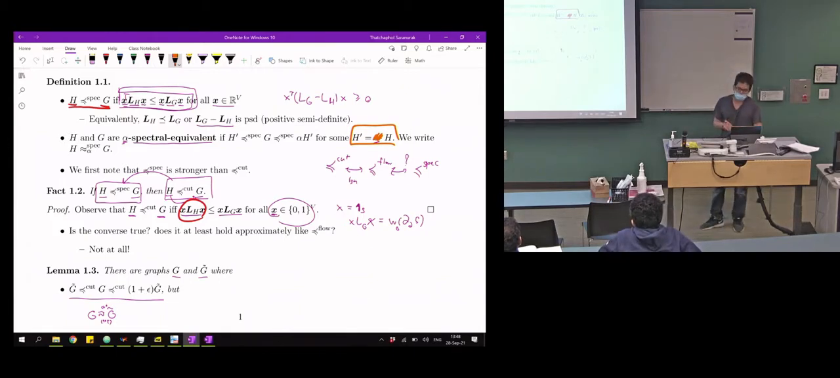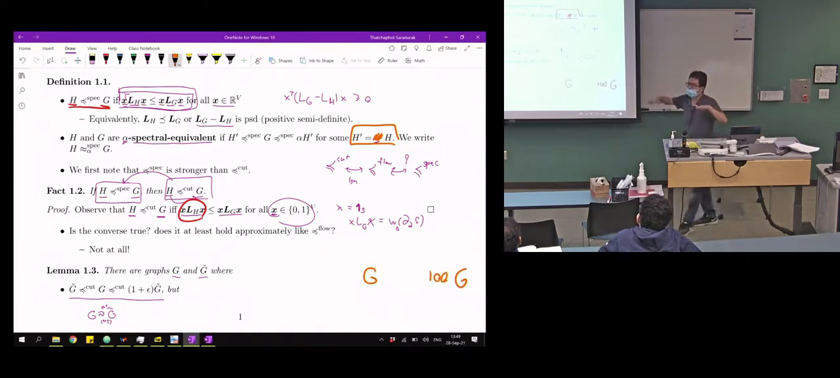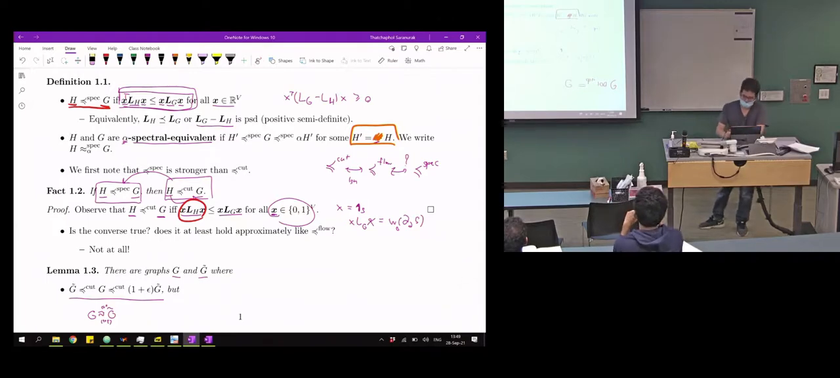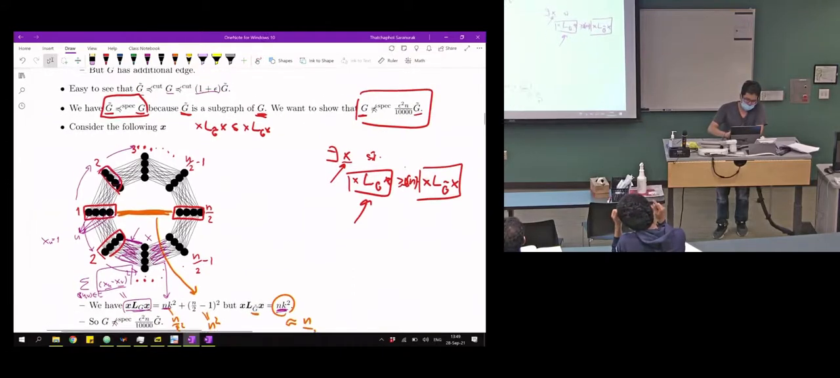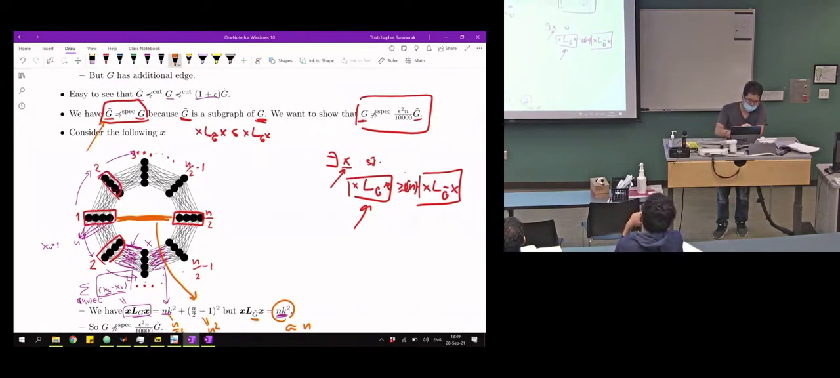But here, I still say that, let's say I have two graphs, G and 100G. They are just the same graph up to some scaling. With this definition, I would say that they are the same, because you can make them equal by scaling. But here you can see that no matter what scaling you put into G theta, you cannot avoid a factor of n actually.